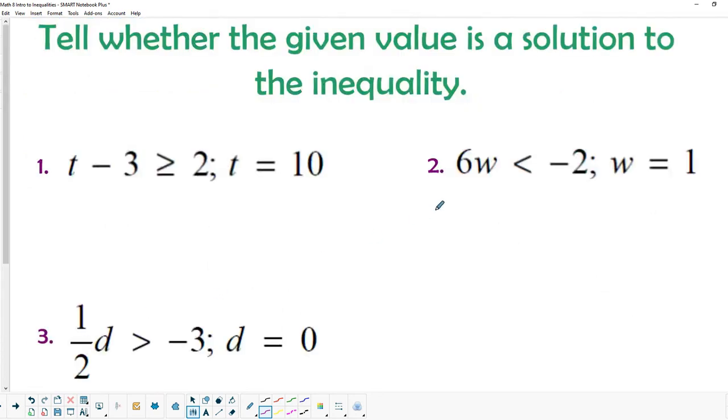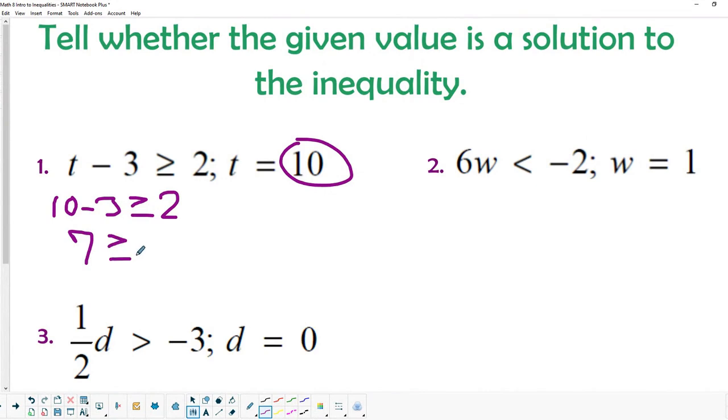So let's look at some more. Tell whether the given value is a solution to the inequality. So let's put the number 10 in for t. So we'll have 10 minus 3, and we're asking, is this greater than or equal to 2? Well, 10 minus 3 is 7, so of course it's bigger than 2, right? So it's greater than 2.